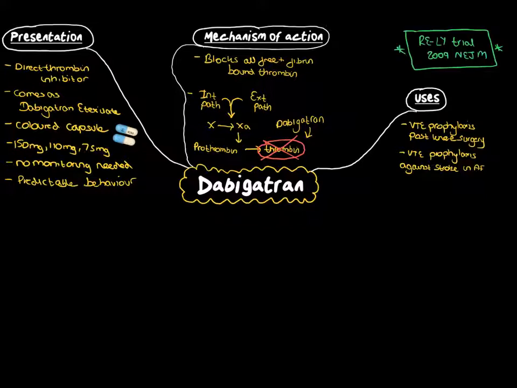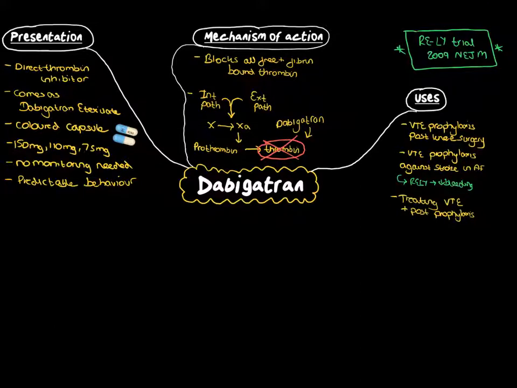It demonstrated Dabigatran was as good, if not better, than warfarin at equivalent dosages in preventing the risk of stroke, and it was also found to have a lower risk of bleeding overall. Dabigatran now also has a license in the treatment of venous thrombotic events and also in prophylaxis beyond that.